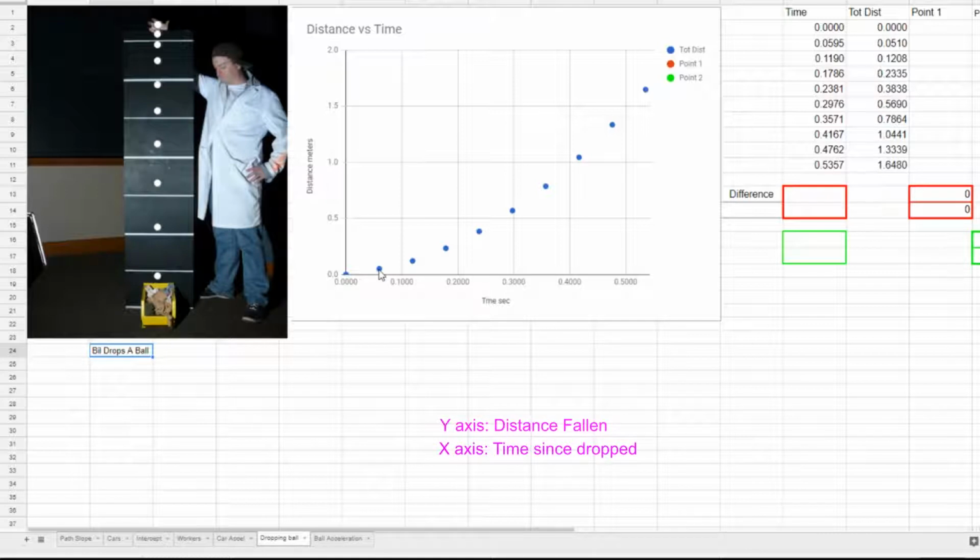So for example, at this flash, which was someplace around 0.06 seconds, because this axis is seconds, the ball had fallen a total distance of 0.05 meters or so, because this vertical axis is meters. It's the meters that the ball has fallen in this many seconds from when it was dropped. This point over here is saying that after 0.41 seconds or something like that, the ball had fallen a total of about 1.1 meters. So that's what this plot is.